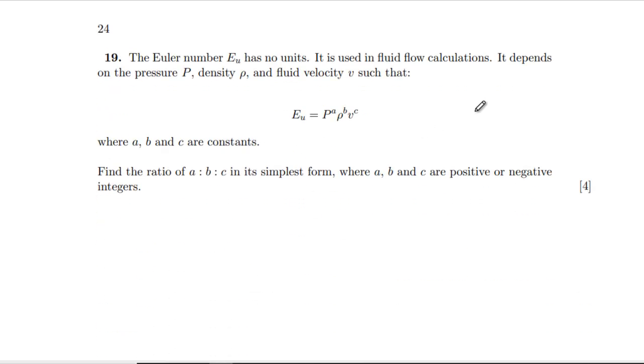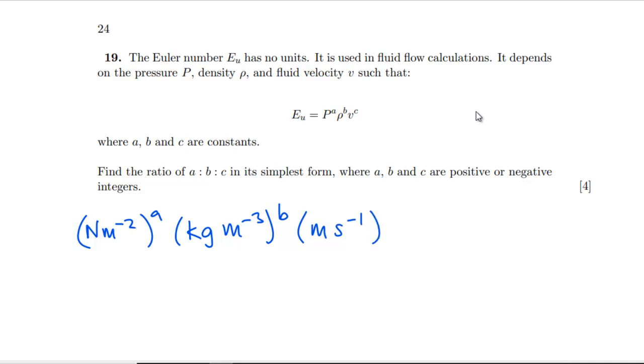19, the Euler number, Eu, has no units. It's used in fluid flow calculations, depends on pressure, density and velocity. Right, okay. One of the unit analysis questions. So let's do it step by step. Pressure is newtons per meter squared, all to the power A. Then we've got density, which is kilograms per meter cubed to the power of B. And then we've got velocity, meters per second to the power of C.